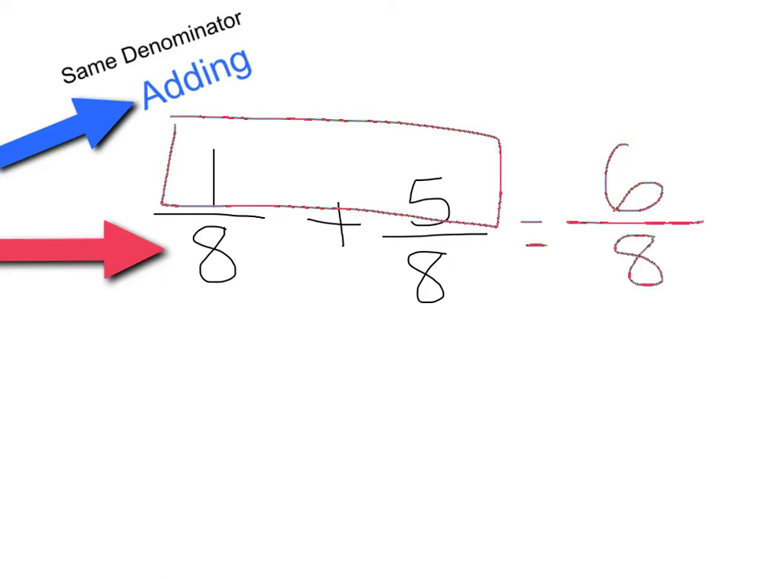And now you just have to simplify. You can cut both 6 and 8 in half to give you 3/4.